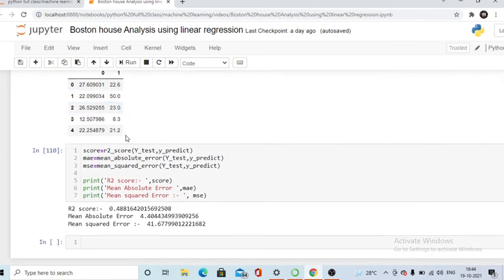And my model part is completed. In this part, I am going to find the R2 score, mean absolute error and mean squared error, which are very important in linear regression. So this is the value of everything. R2 score I am getting this, mean absolute error I am getting this, and mean squared error I am getting this.